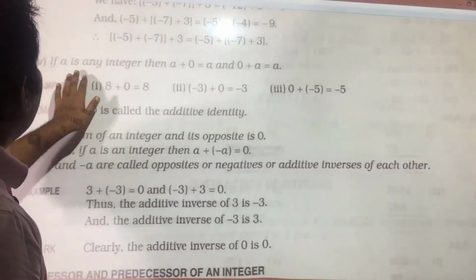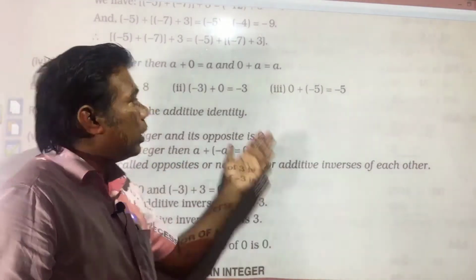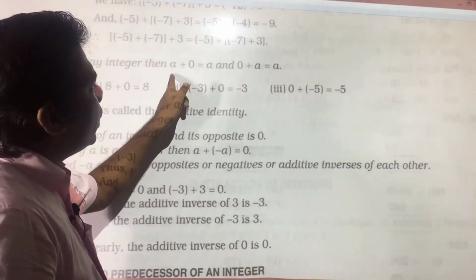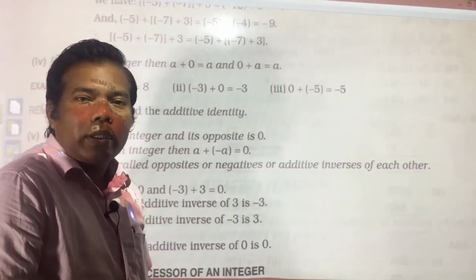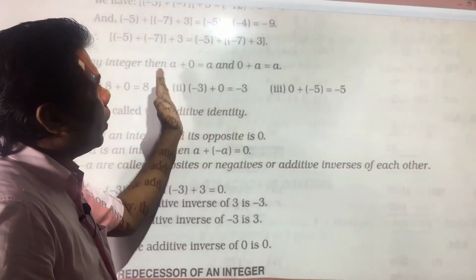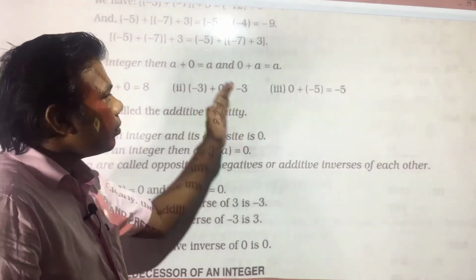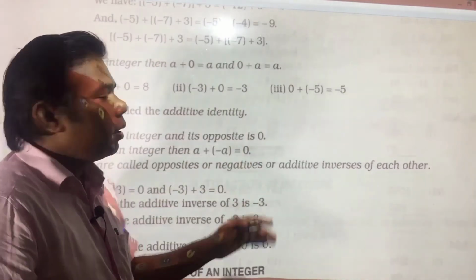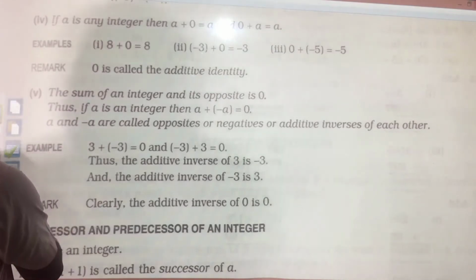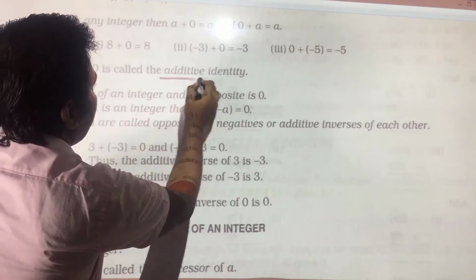Next you have, if a is any integer, then a plus 0 is equal to a and 0 plus a is equal to a. You have already seen this in whole numbers also. If 0 is added to any integer, the value does not change, the value of that integer will be the same. Suppose 1 plus 0 is equal to 1, minus 5 plus 0 is equal to minus 5, 100 plus 0 is equal to 100. So, 0 is called the additive identity, that you need to remember.